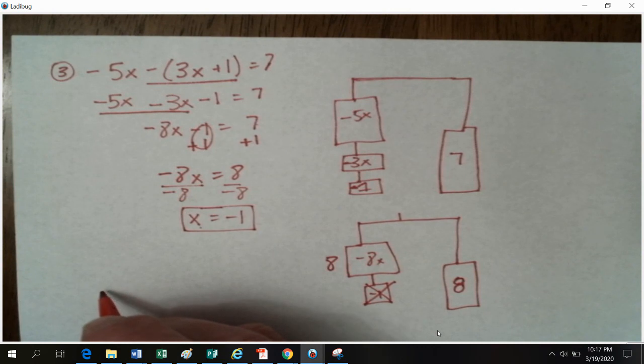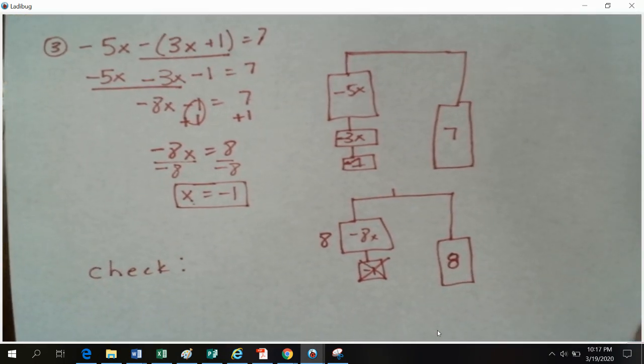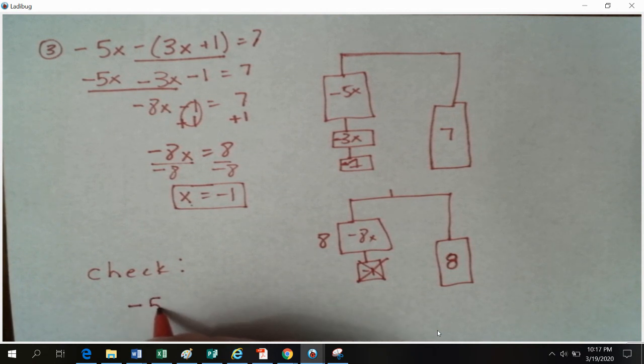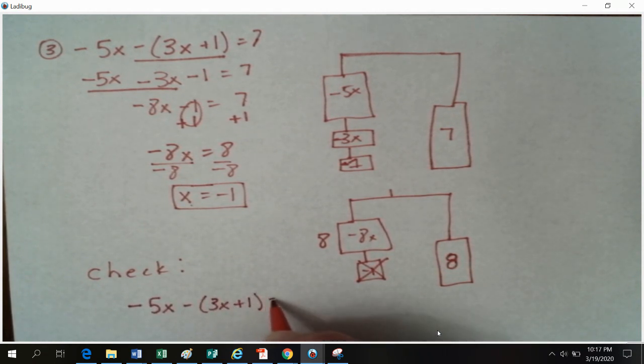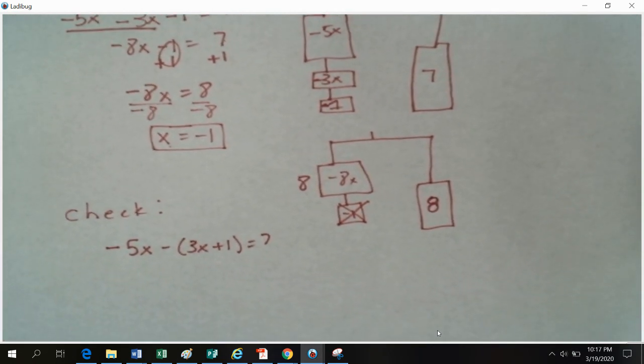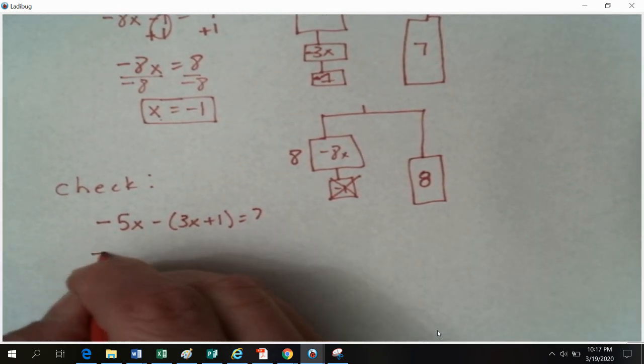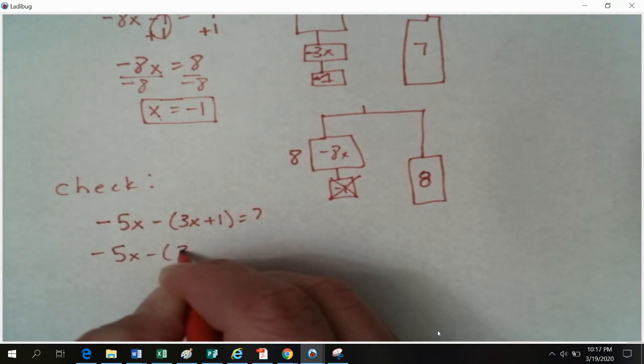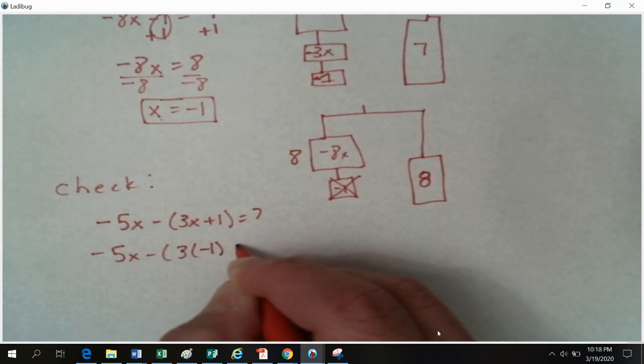Let's check our work. I had a lot of different answers on this equation. Always check your work. Like we did in number 2, we can usually prove that if our answer is correct or incorrect. And please follow me on this check. All right. Substitute negative 1 in for x.